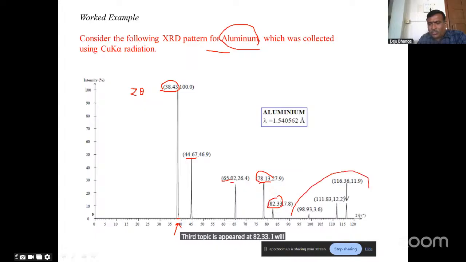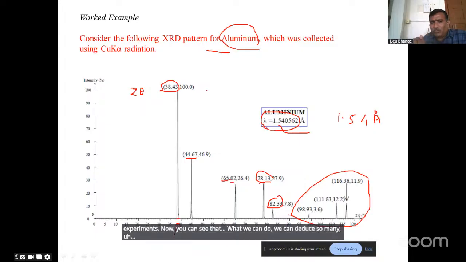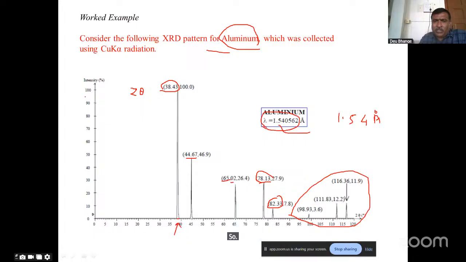I will not go beyond this. So normally we can reach up to 80 or 90 degrees by using laboratory X-ray sources. Now you can see that when you get an X-ray diffraction pattern, the operator will tell you the lambda value of the experiment. So for this experiment 1.54 is the wavelength that has been used for the X-ray diffraction experiments. Now we can deduce so many values from this particular information. So when you give your sample to the X-ray diffraction machine, you will get this kind of pattern.